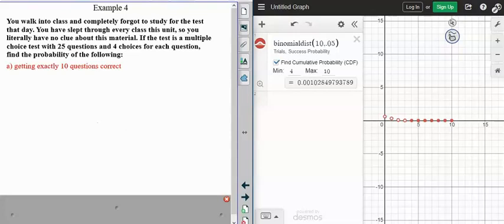So you walk into your class. Let's say you're walking into Mr. Hall's math 4 class, and you completely forgot to study for the test that day. You're like, oh my gosh, I got a test. Like Thor would say, oh my gosh. So you forgot about that test, and you have slept through every single class this unit. So you have literally no clue what this material is about. You have no clue whatsoever because you've been asleep all the time.